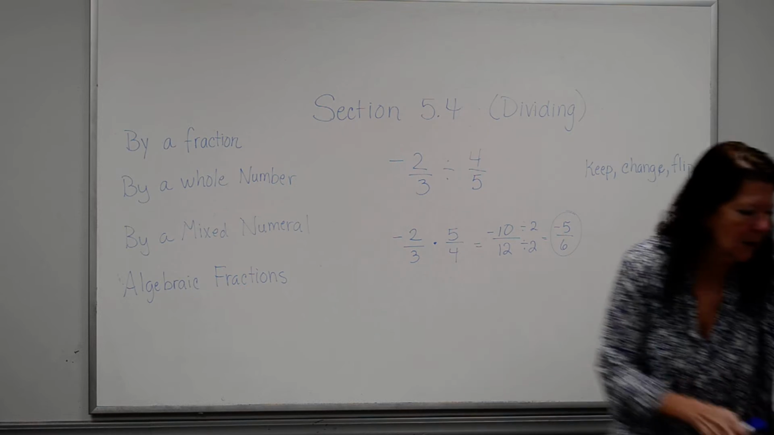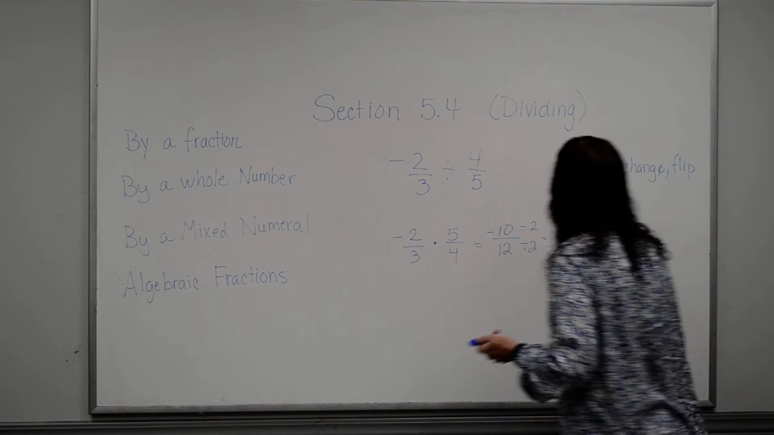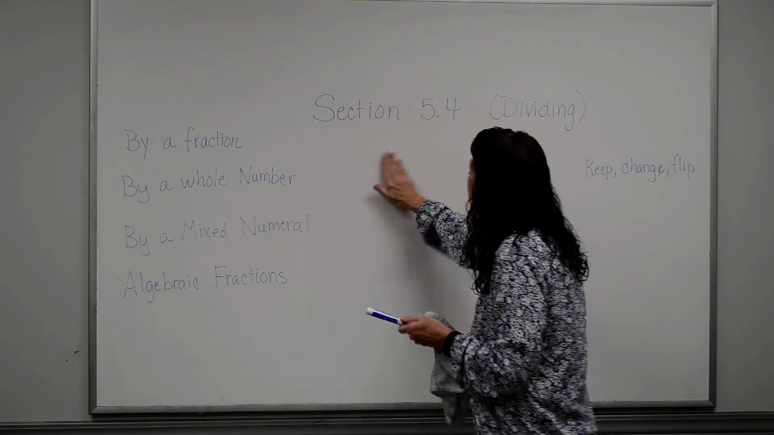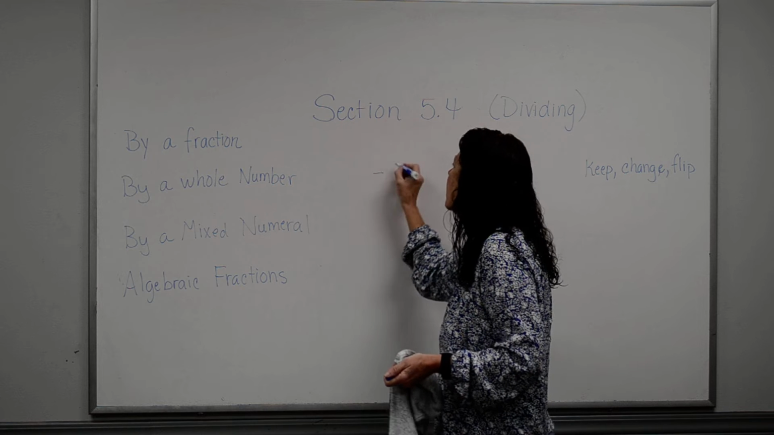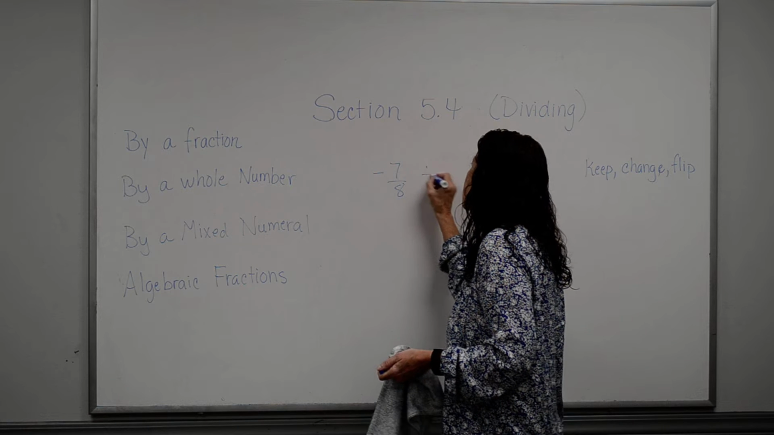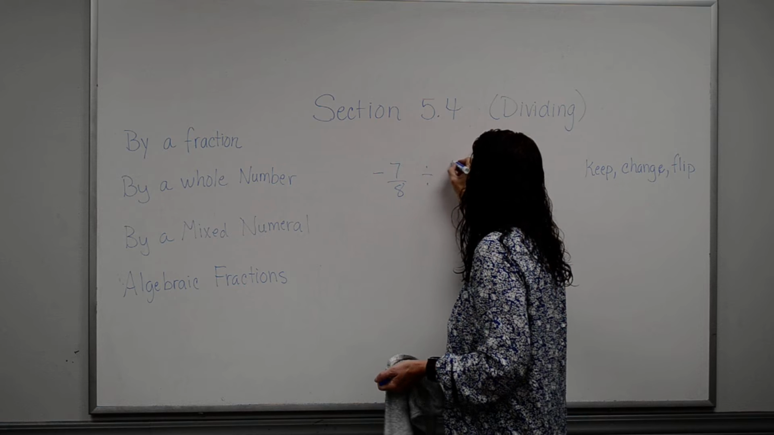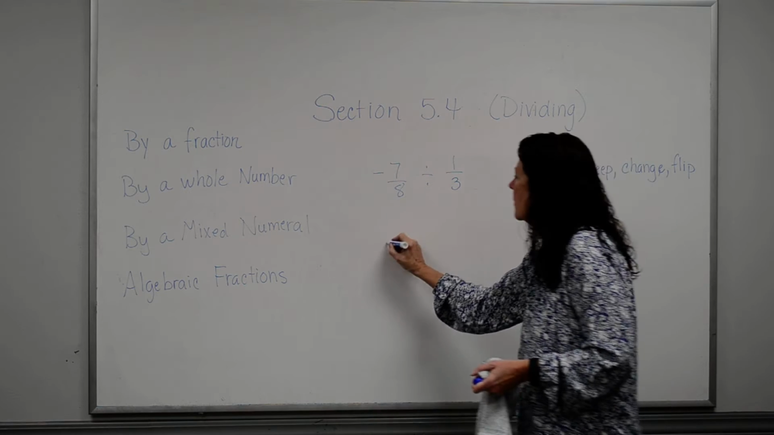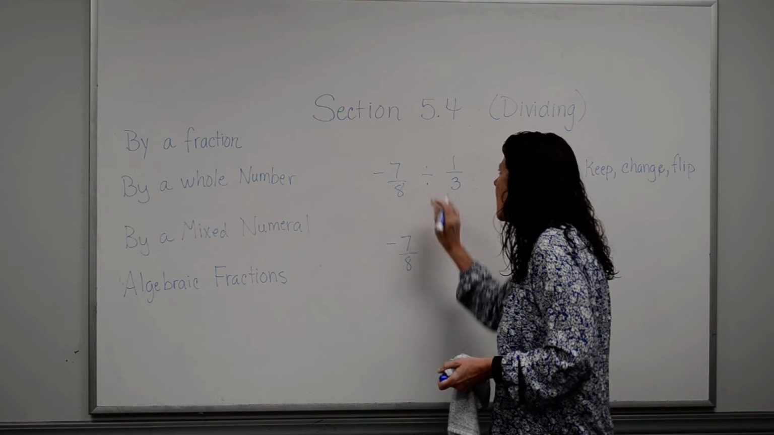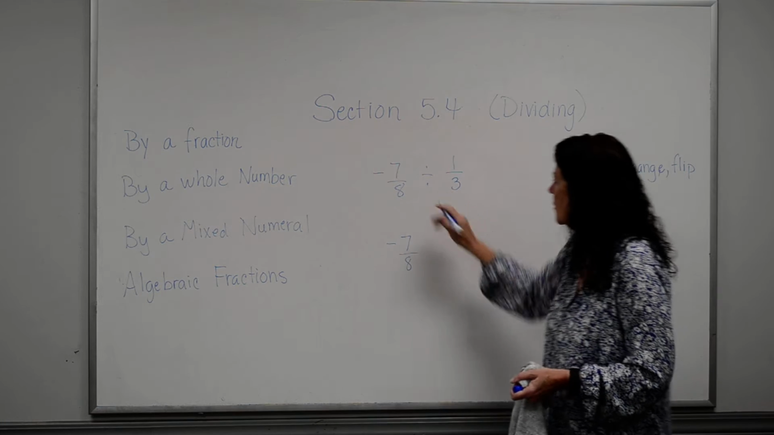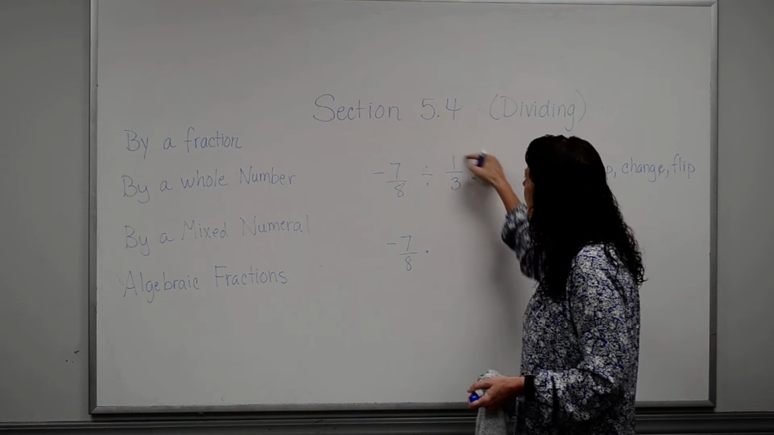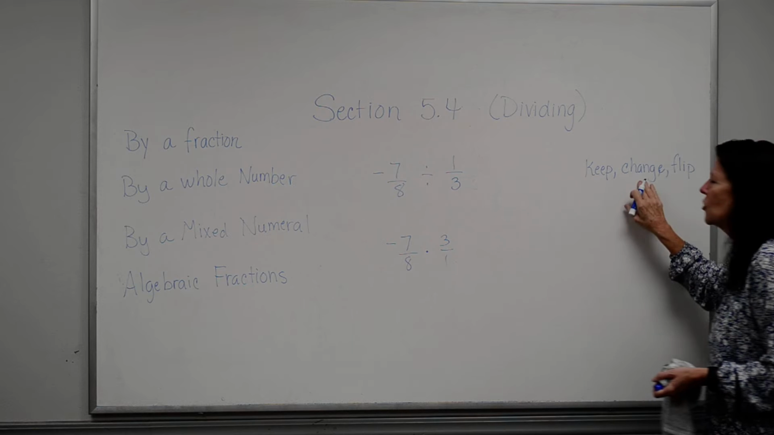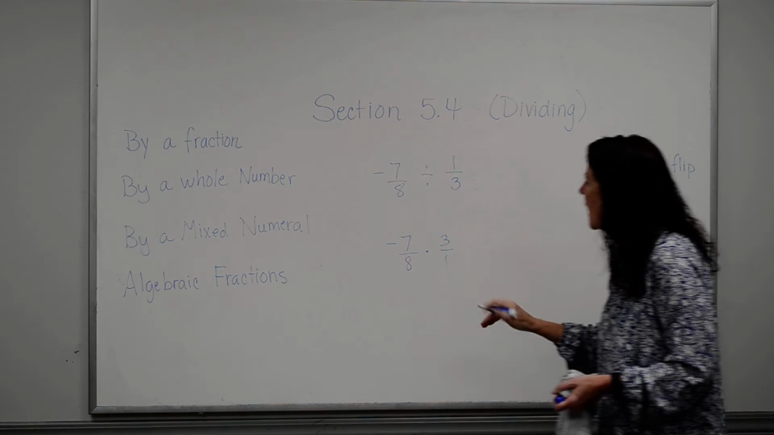So let's do another one of those. Let's say I've got -7/8 divided by, I don't know, 1/3. Okay, keep: I keep the 7/8, I change the division to multiplication, and I flip my second fraction. Keep, change, flip. If you can remember that, you've got it.